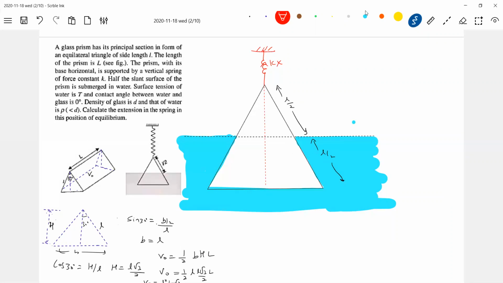We have taken this length to be B by 2, no? This is B by 2, B by 2. And this total height is what we called capital H. Now some length of H is immersed. Let's take this as X. So this is 30 degrees. Now, what is our question? The force due to surface tension. Tell me how it will act here.